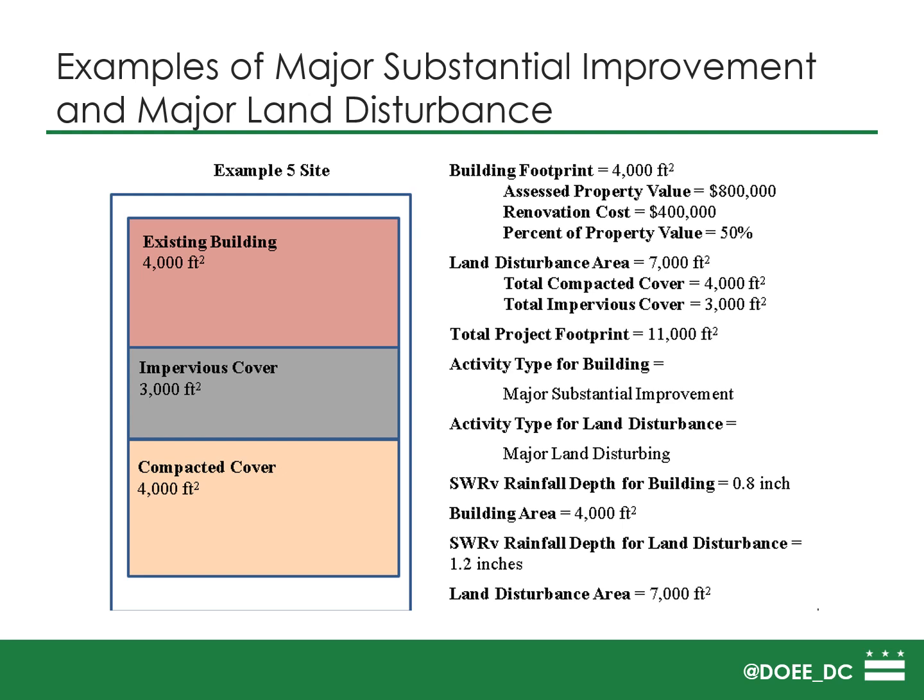While the 4,000 square feet of the existing building, since it constitutes a substantial improvement, right? The proposed renovation is 50% or more of the assessed property value. So that 4,000 square feet of the existing building is only going to have to meet the SWRv up to a 0.8 inch precipitation depth. Right, so you have a mix of activities here on this site: a major substantial improvement applied to the 4,000 square feet of the building, and a major land disturbance associated with that 7,000 square feet of land disturbance.